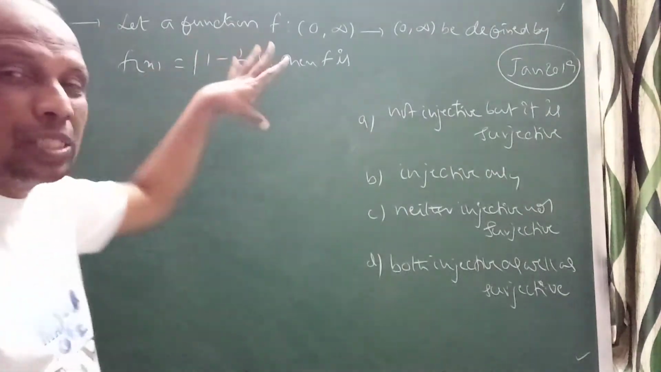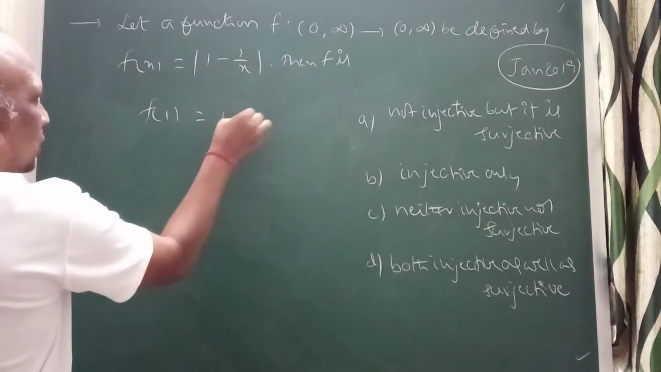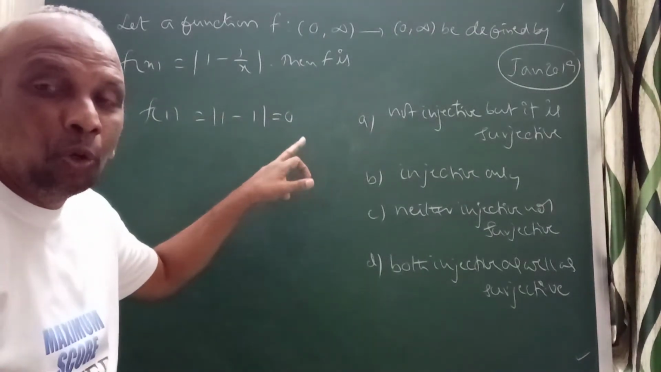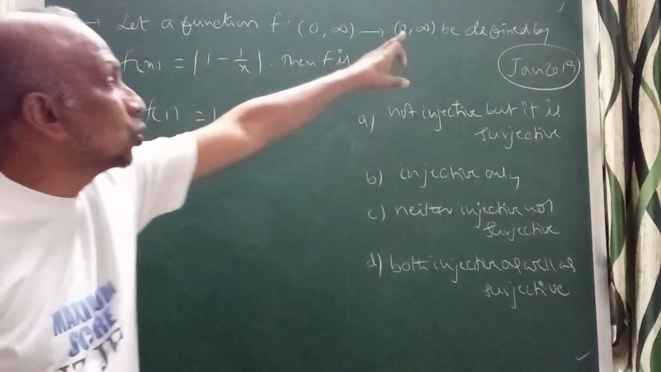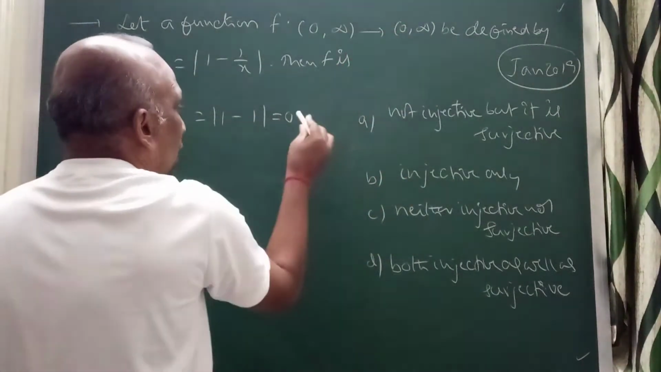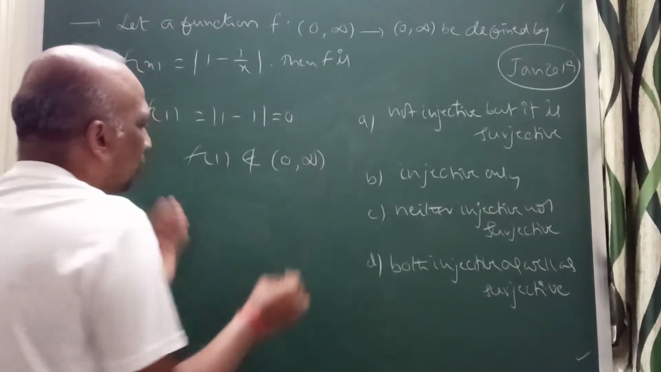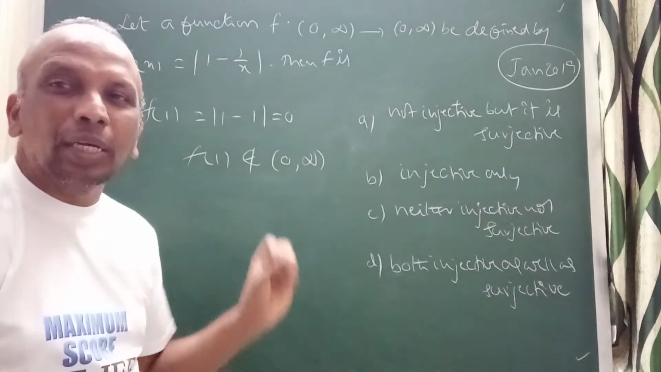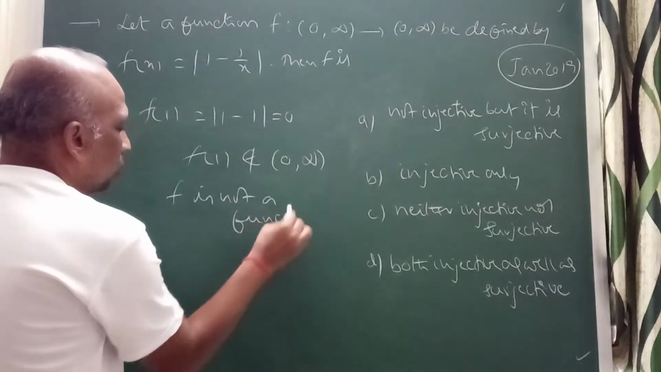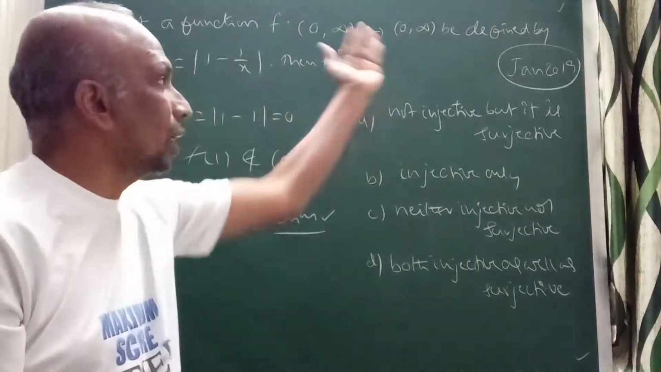This is a bonus question in 2019. Suppose if you take f of 1, so f of 1 is mod of 1 minus 1, it comes mod 0, right? So f of 1 equals 0. To define a function, the 0 should belong to the codomain, but this 0 doesn't belong to the codomain, right? This is the codomain here. So f of 1 doesn't belong to the interval 0 comma infinity. So that is the reason f is not a function. Since this is a bonus question, they have given it like this.